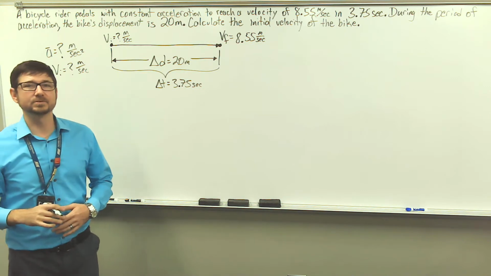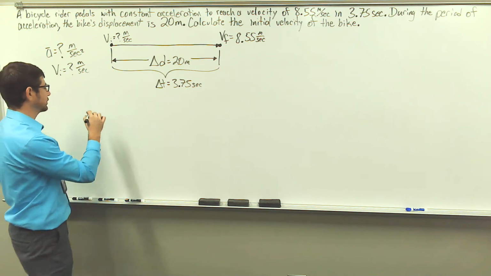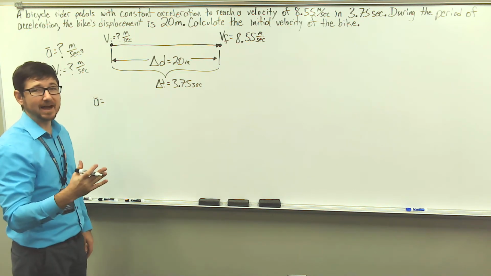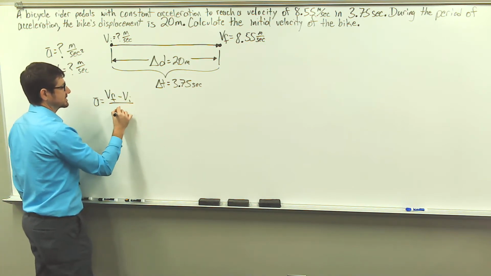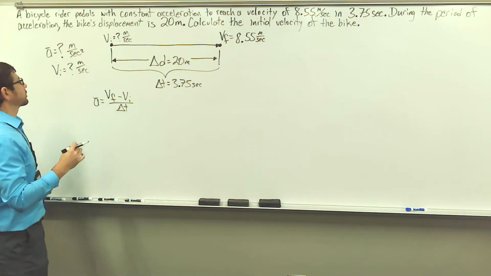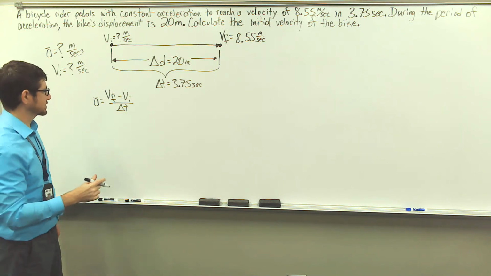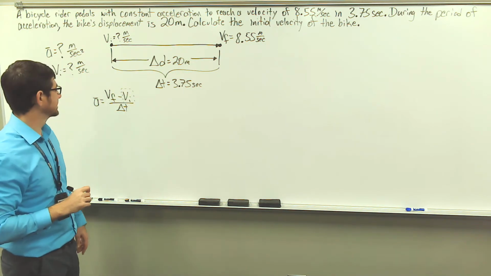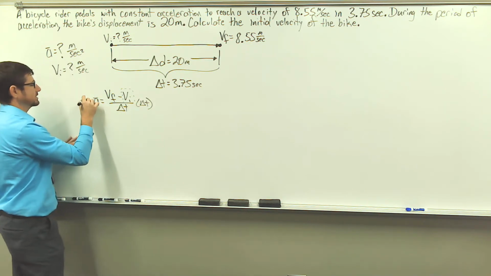So let's start out with the base equation for acceleration. We know that acceleration is equal to the change in velocity divided by the change in time. So I have final velocity minus initial velocity divided by delta T. Now, the problem is asking us to calculate the initial velocity of the object. So let's isolate initial velocity. I'm going to first multiply by delta T on both sides of the equal sign.